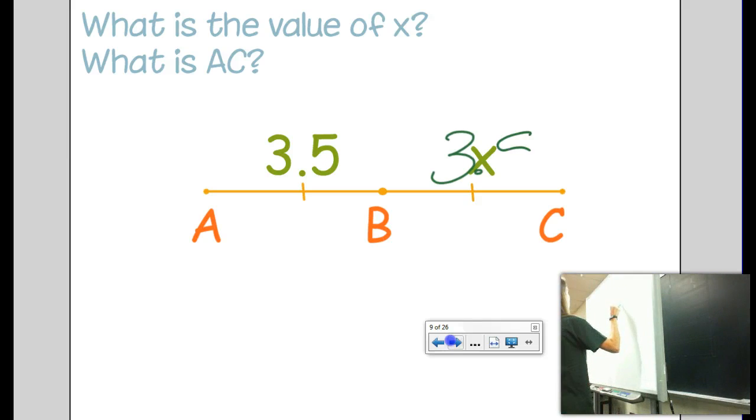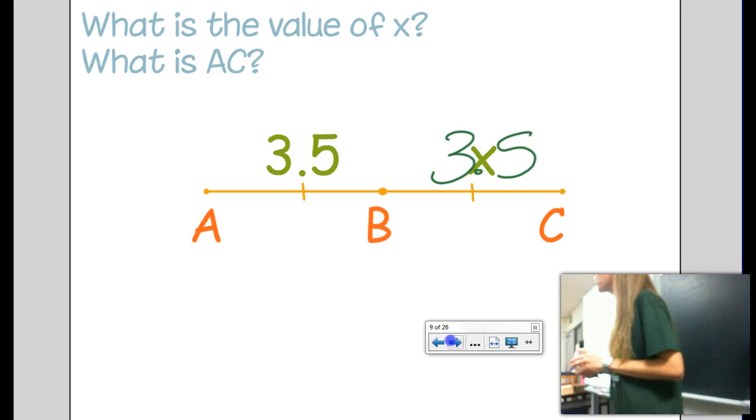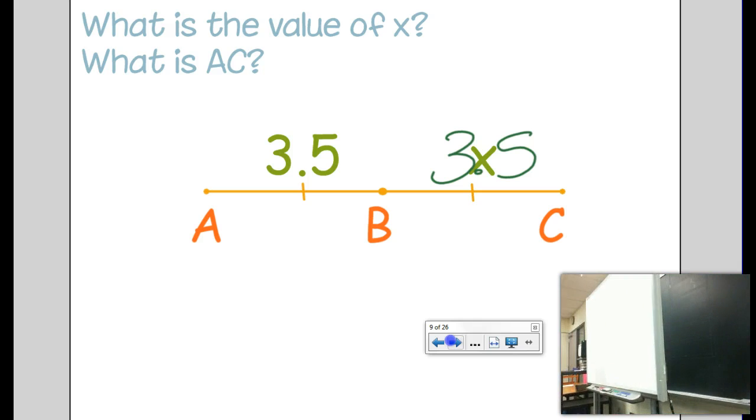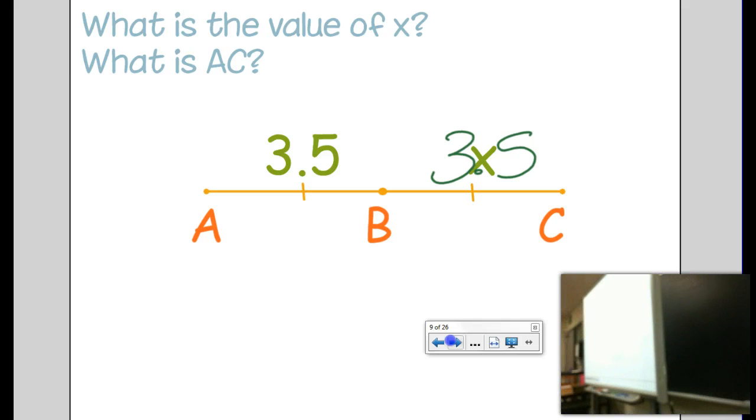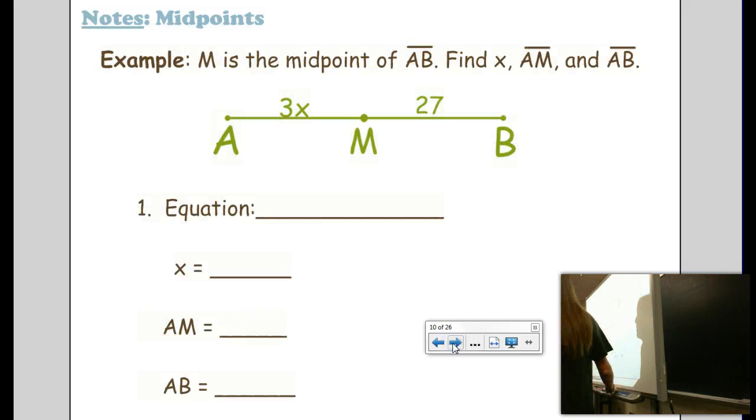Ruthie, how long is AC? Ooh, that's a good question. She said, do I add or multiply? You can do both. You can multiply 3.5 times 2, or you can add 3.5 to 3.5. 7. So the whole thing is 7. You can double it, or you can add it to itself. That's the same operation.